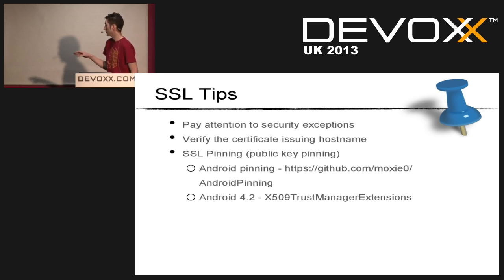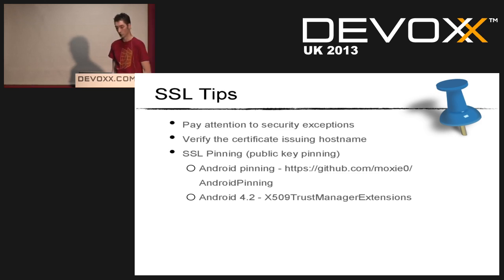There's a great library for doing this on GitHub. Definitely worth checking that out. There's a Python script in that which will grab the pin, which is like the subject public key info from the certificate. And you can just dump that in your app, and you'll only trust those certificates.